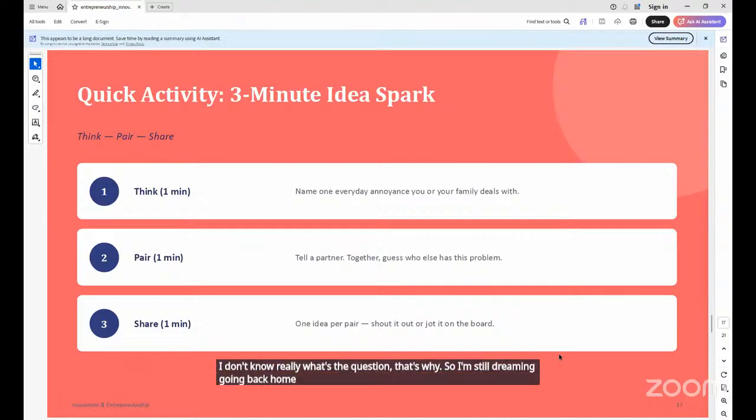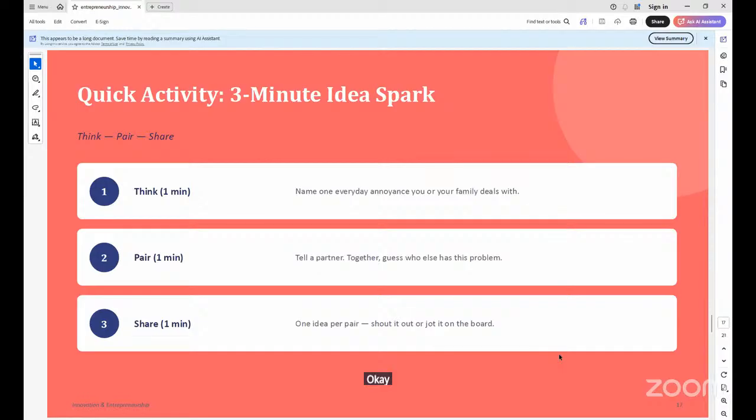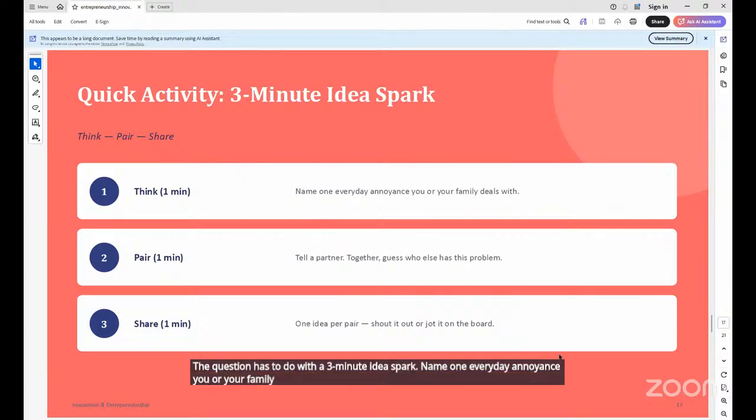No worries. Okay. The question has to do with a 3-minute idea spark. Name one everyday annoyance you or your family deals with. Tell it to someone else, and then together try and guess who else has the same problem, and then one idea can work. One idea between a group of people. So basically, it has to do with solving problems.